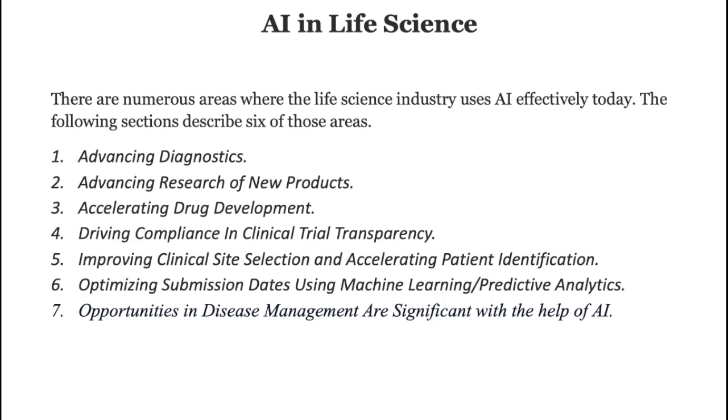Now next, what is the role of artificial intelligence in life science? There are many roles of artificial intelligence in life science. First is advancing diagnostics. Second, advancing research of new products. Third, accelerating drug development. Next, clinical trials, improving clinical site selection, data optimization, and disease management. This is the main task of artificial intelligence.